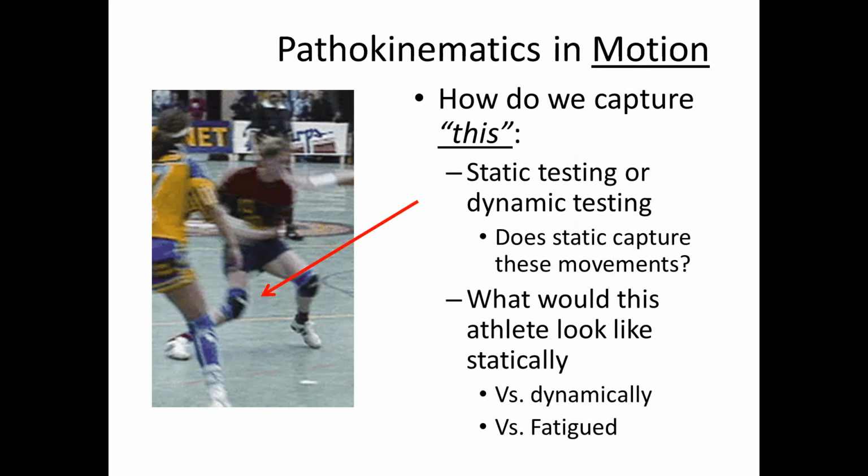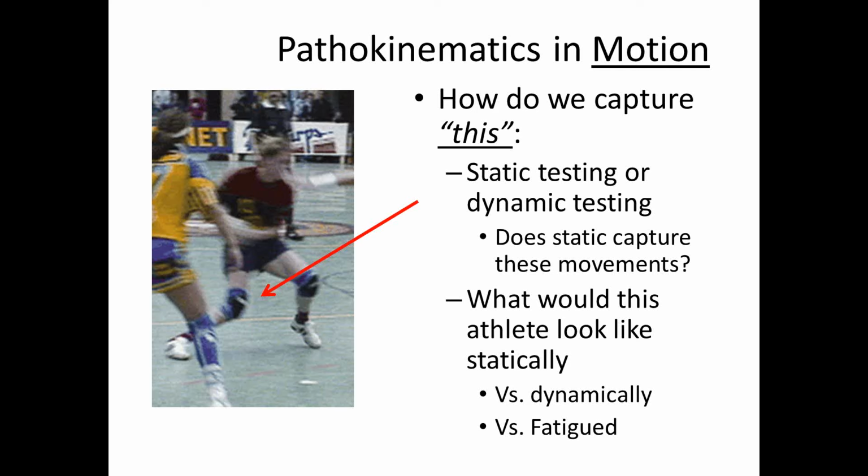So pathokinematics in motion. How do you assess this and capture that in the clinic? Because that's where it really matters. Because at the end of the day, I can put that athlete on the table. I can manual muscle test them. I can stretch their hamstrings, test their hamstring length and things like that. But how do I capture that on the table?